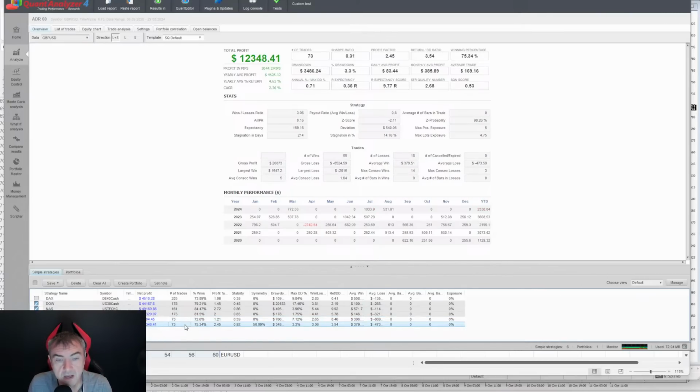The difference comes in the drawdown. So the drawdown using ADR 10 was $7,800. The drawdown using ADR 60 was 3,486. So using the higher ADR more than doubled the profit and reduced the drawdown by 50%. It took the same amount of trades, 73.